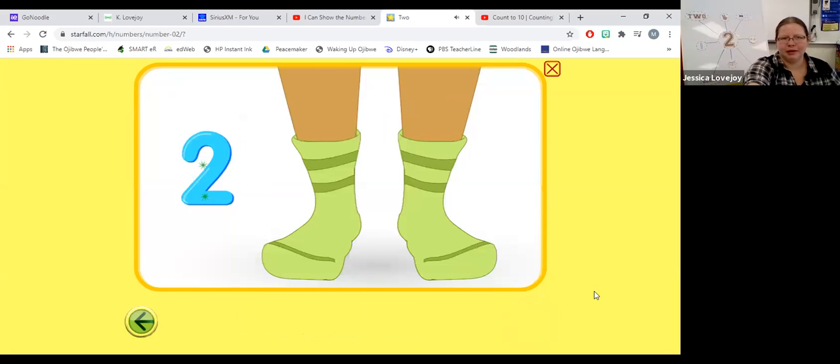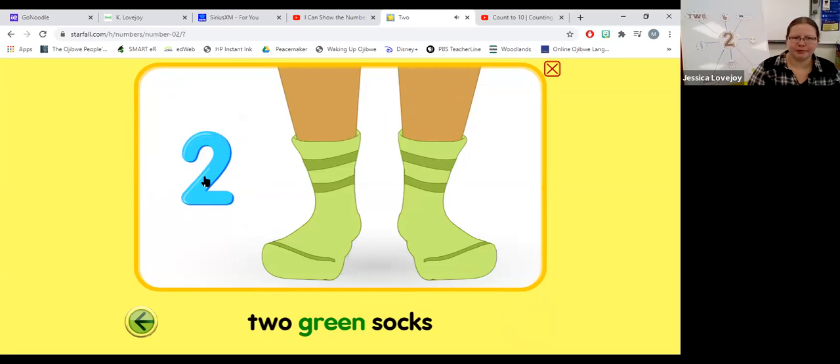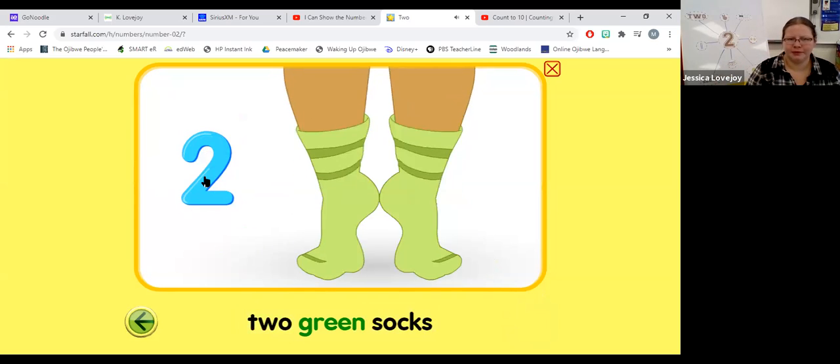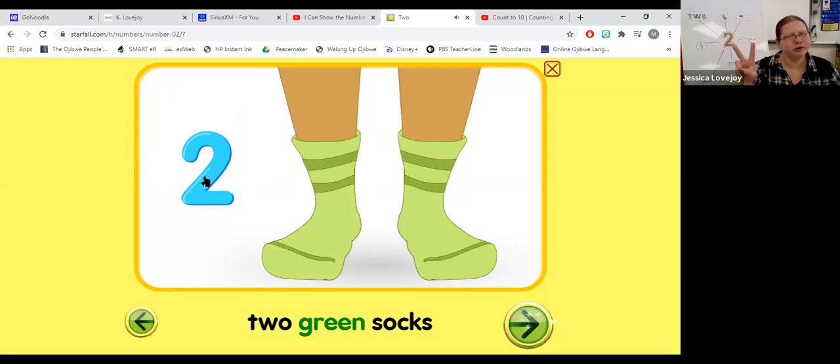What in this picture can you see that there's 2 of? Let's check. 2 green socks. 2 green socks to match our 2 green eyes. Let's see what's next. Oh, and I noticed on the green button right here, it shows tally mark 2.